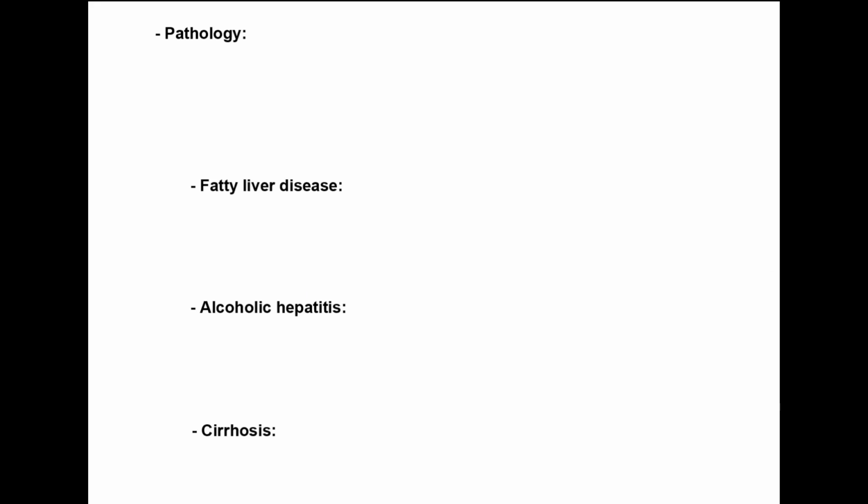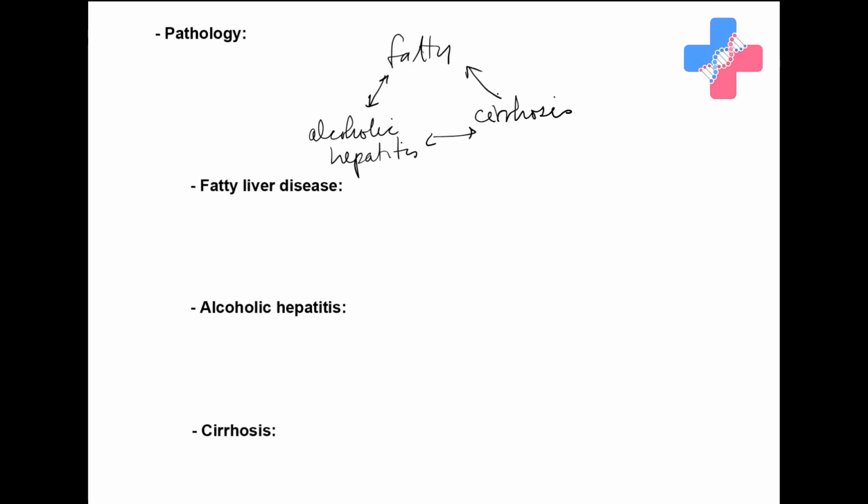Pathology of the liver can occur in multiple forms simultaneously. One can get fatty liver at the same time as alcoholic hepatitis and have underlying cirrhosis. So these are not either-or conditions, they are the three overlapping conditions of alcoholic liver disease.